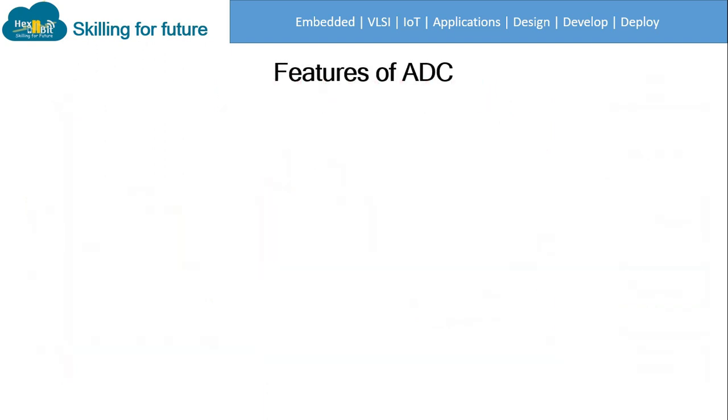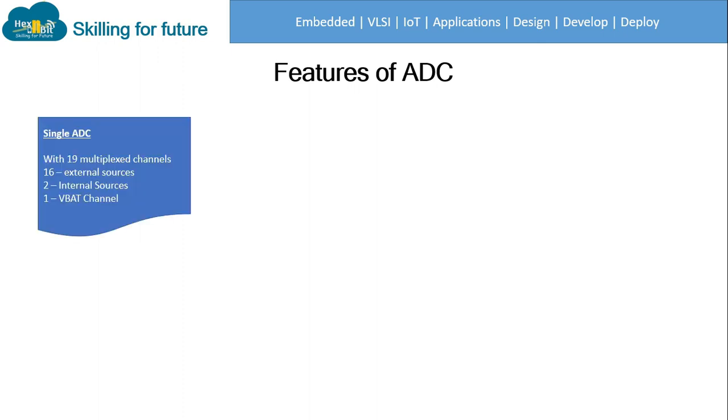Now let's talk about features of ADC. In STM32F401RE, we have a single ADC with 19 multiplexed channels. That means a single ADC has 19 channels, out of which 16 channels can be externally controlled or used for external sources. 2 channels are for internal sources. One channel is dedicated to VBAT. VBAT is the channel that is used to monitor the battery level.